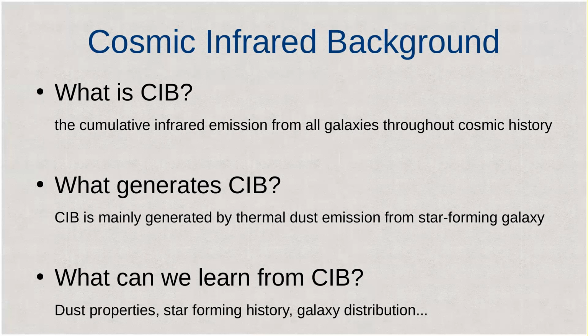But what generates the CIB? The CIB is mainly generated from thermal dust emission from star-forming galaxies. In those star-forming galaxies, the stars, especially young stars, emit UV radiation, which is absorbed by interstellar dust and heats the dust up to a temperature of around 30 Kelvin, and then it is re-emitted in infrared. That is the CIB. From studying the CIB, we can learn dust properties such as dust temperatures, the star forming history, which is the main topic of this study, and also galaxy distribution, since the CIB is mostly from galaxies.